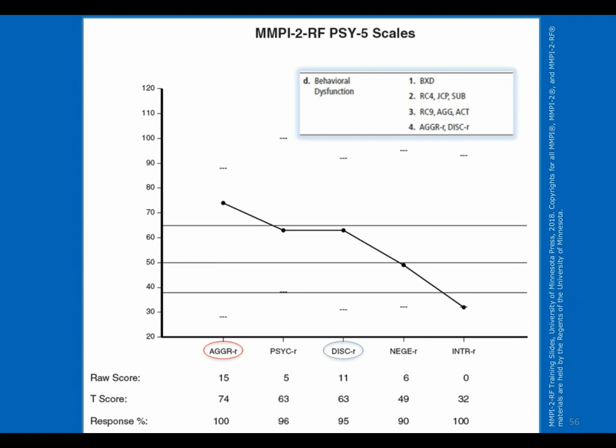Now, hypothetically, we would now want to go back and see if juvenile conduct problems and substance abuse, the more narrow measures associated with RC4, were elevated, and then interpret them. In this case, as we saw on the last slide, neither JCP or SUB were elevated. So this would complete our interpretation of the MMPI-2-RF substantive scales in the behavioral dysfunction domain.